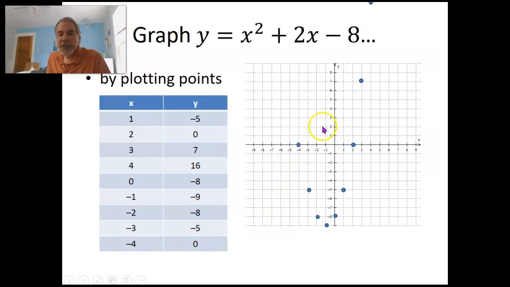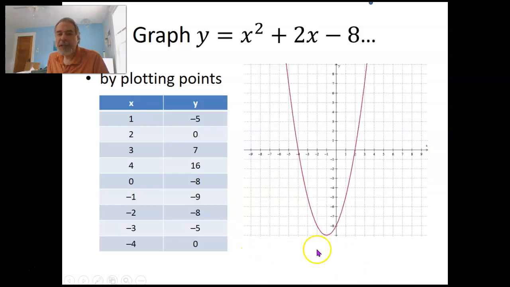And now I'm starting to see a pattern. If we connect the dots, draw a curve that goes through all of these points, can you see what that would look like? It would look like this parabola.